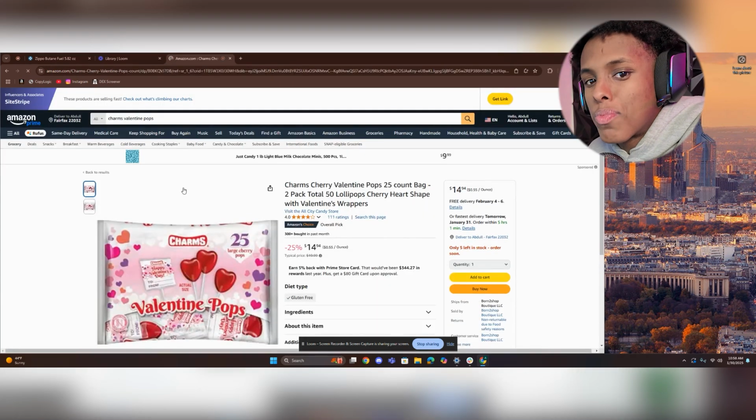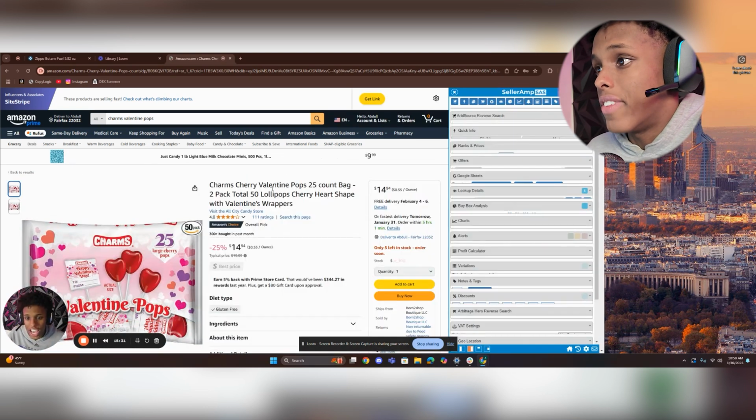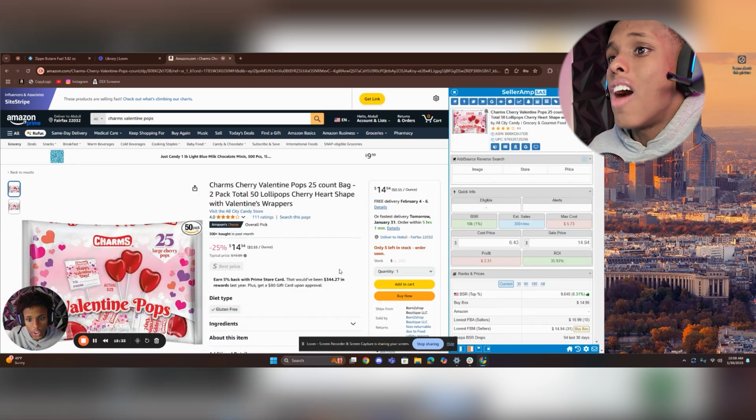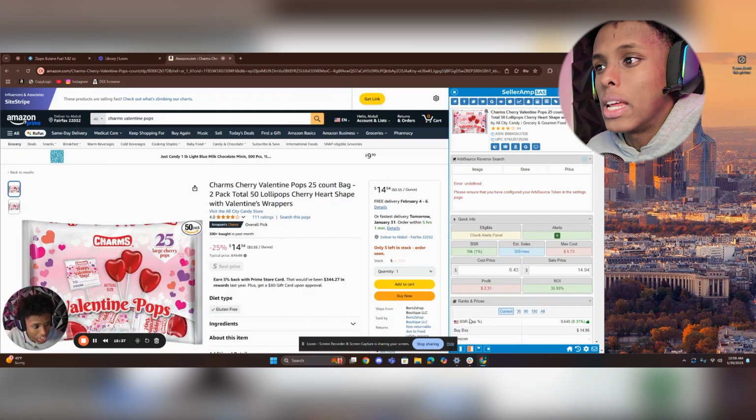All right, guys, this is the next product we're going to be looking at. This is kind of a seasonal product, Charms Cherry Valentine Pops 25, right? Obviously, this is a Valentine's. This is January 30th right now. So this product is going to be going crazy.